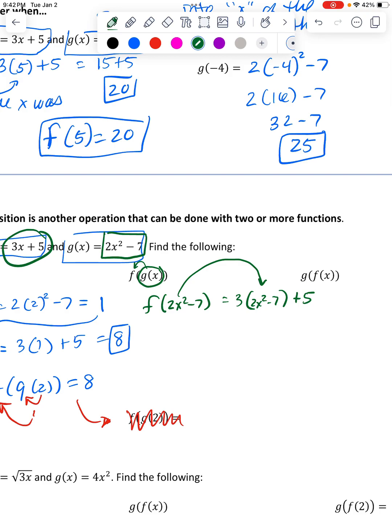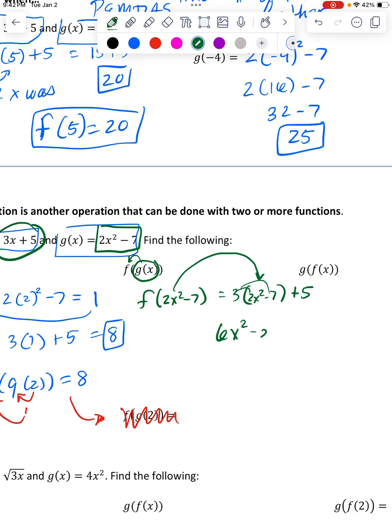So I'm going to have distributing here and get 6x squared minus 21. And then I have this plus 5 kind of chilling out here. And then because the minus 21 and the plus 5 are both just numbers, I end up with this.